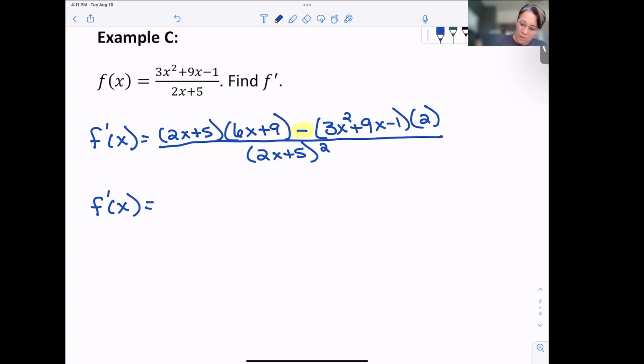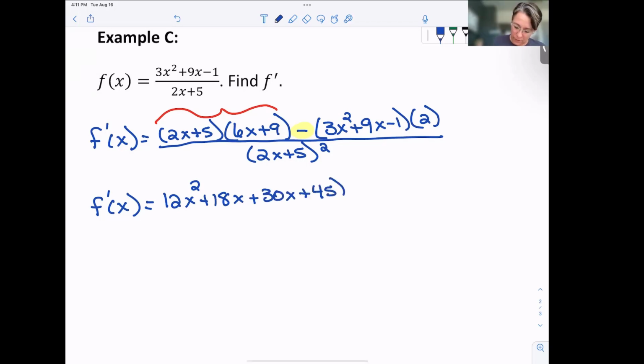So if we FOIL these two here first, that will give us a 12x squared plus 18x plus 30x plus 45. Okay, so there's the first guy.